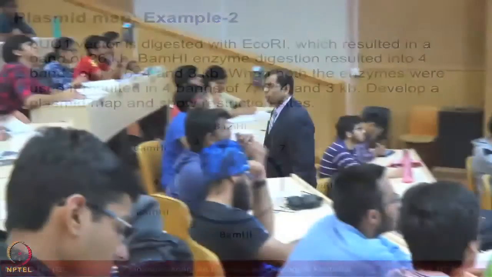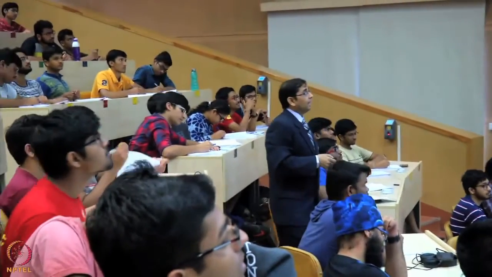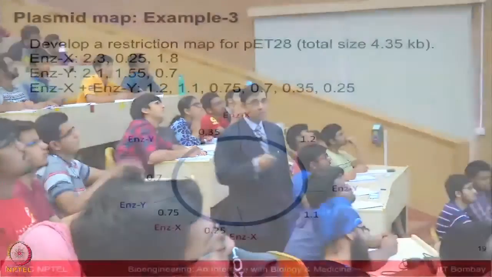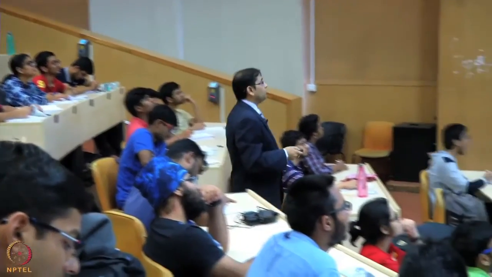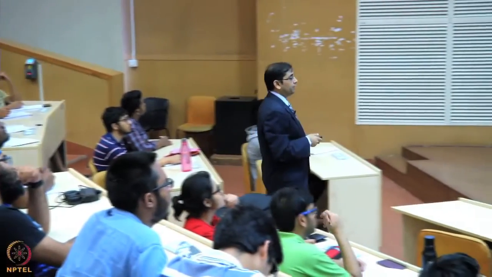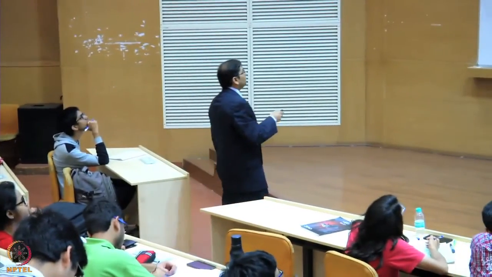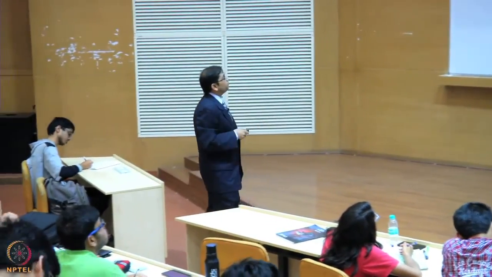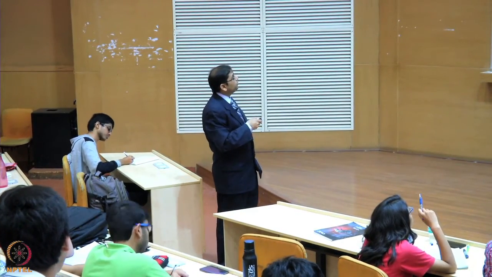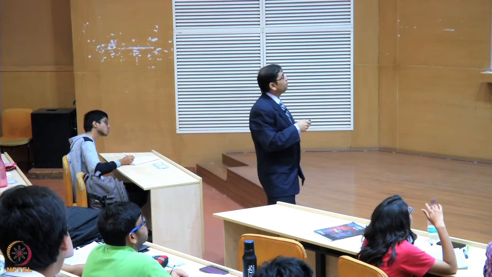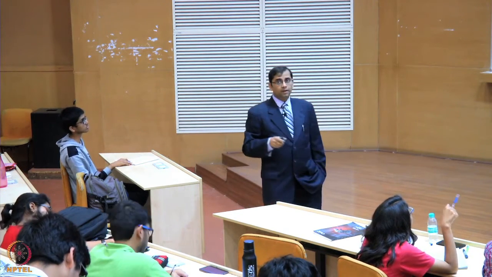Now, let us take one more situation where multiple enzymes are being used. Please try this now. You have used enzyme X and enzyme Y and also enzyme X plus Y for a vector which is PET28, which gives different bands of 2.3, 0.25 and 1.8. In the other case, you have 2.1, 1.55 and 0.7. And with both enzymes used, you have multiple fragments: 1.2, 1.1, 0.75, 0.7, 0.35 and 0.25.